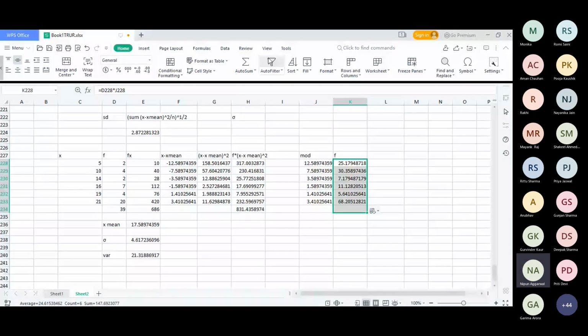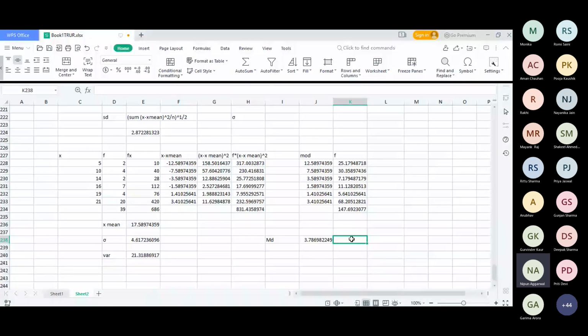And then the formula for MD becomes summation of f times the absolute value of x minus x bar, divided by the summation of f. So this becomes your MD value. The mean deviation value comes out to be 3.78698. So in this way, we can calculate the mean deviation, standard deviation, and variance of the discrete grouped data.